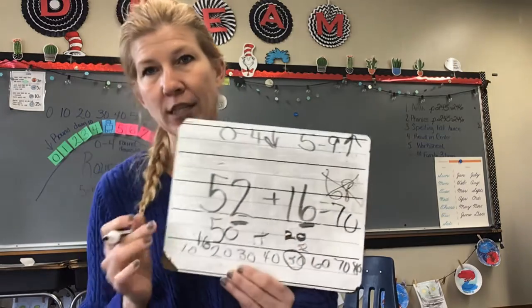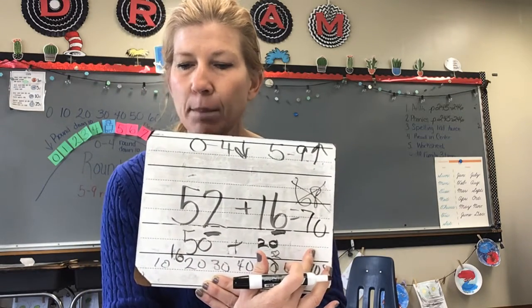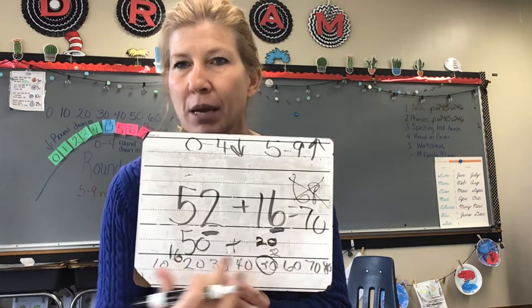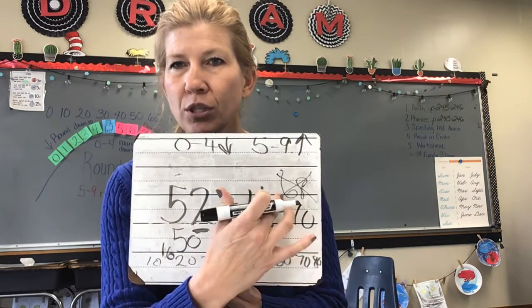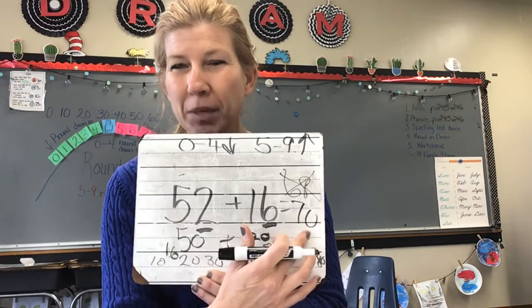That is not correct because they wanted the estimated part. When you see estimate, that's your rounding part. So don't put just the answer. They want this part from you.